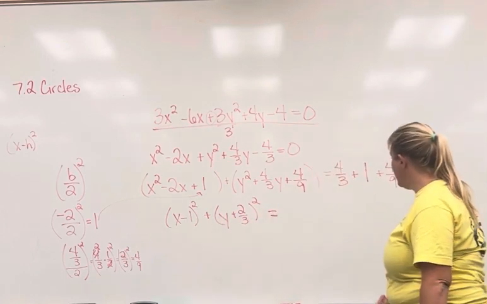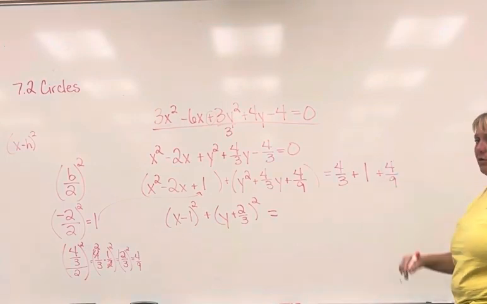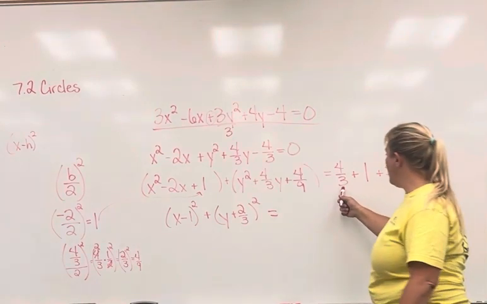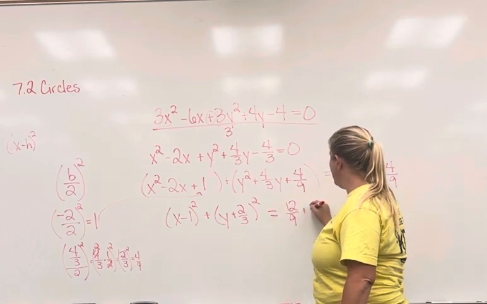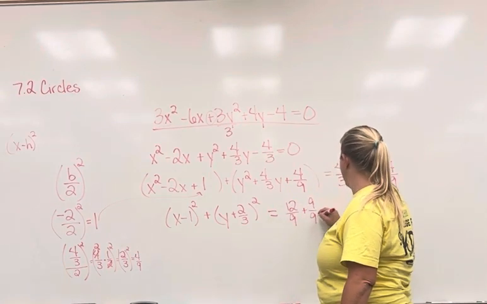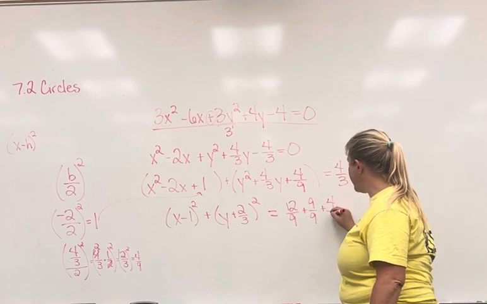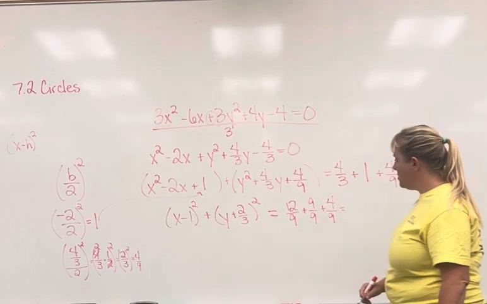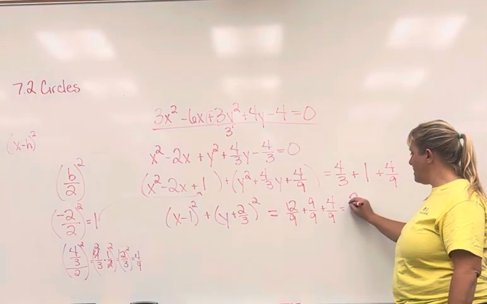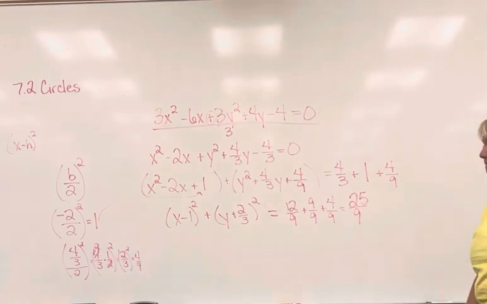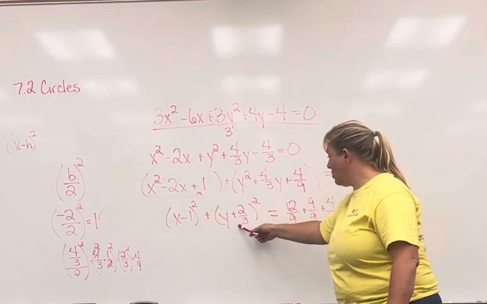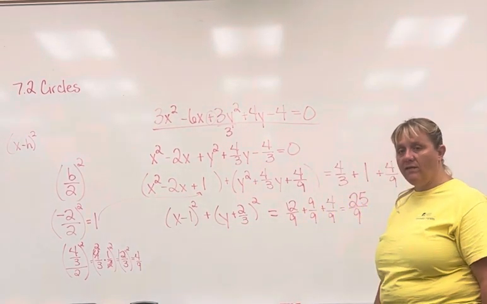Now on this side, everybody's got to go to ninths, right? So multiply by 3, so that'll be 12/9 plus 9/9 plus 4/9. So altogether that is 25/9. Okay, and there we go. There is our circle, and it's equal to 25/9.